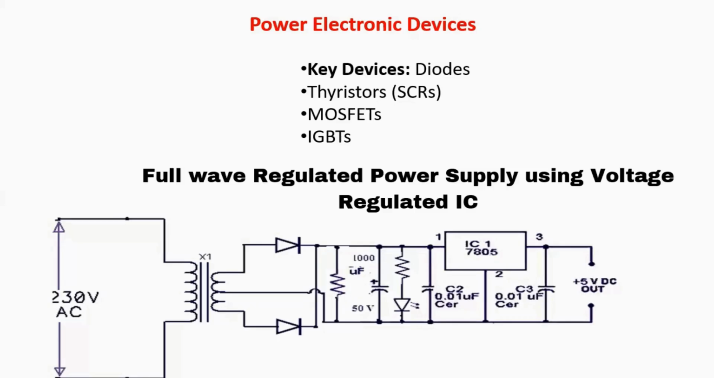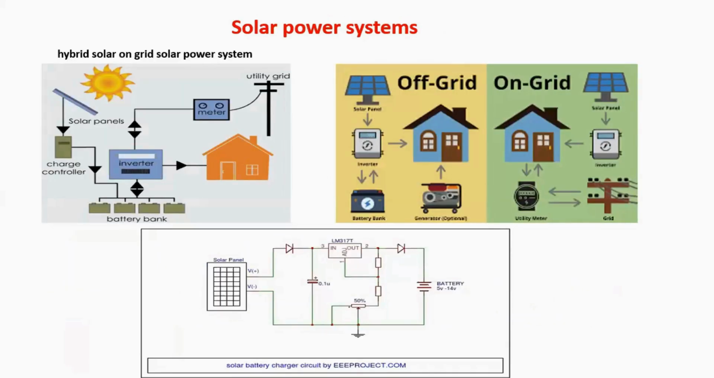Now we will do, and I have shown you one more circuit here, a full wave regulated power supply using a voltage regulator IC. We will do this practically and discuss it. Two more topics we'll discuss: one is the solar power system. In power electronics, we will study more about solar power systems and electric vehicles, because these two topics are hot topics. All the students should have an idea about these two things. I will just give you a little idea how power electronics is related to solar systems and electric vehicles.